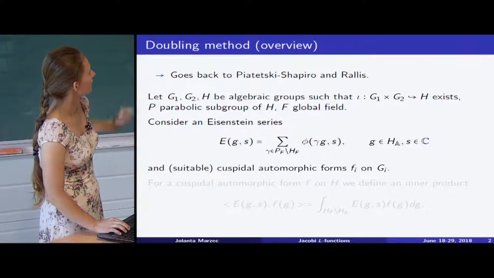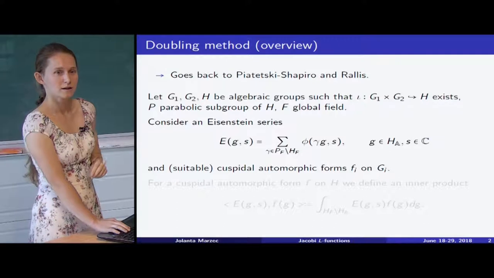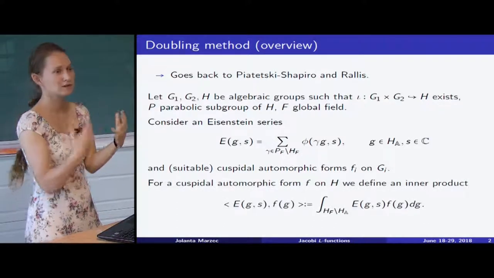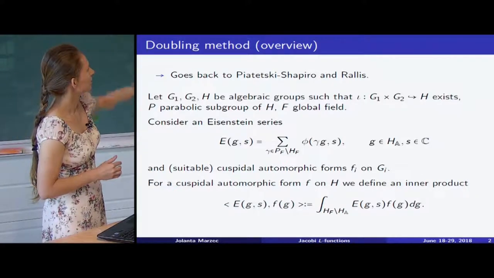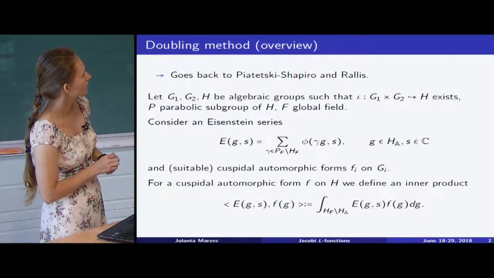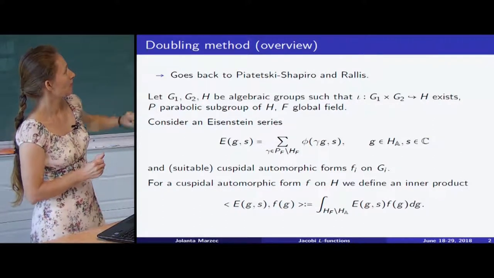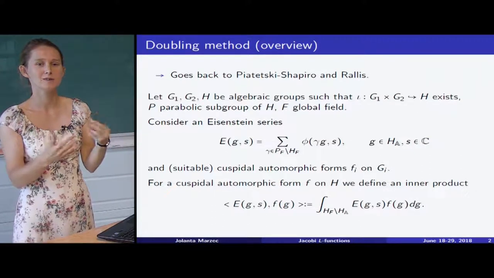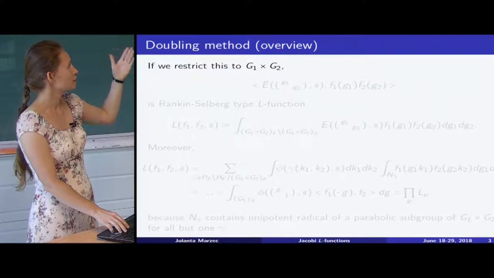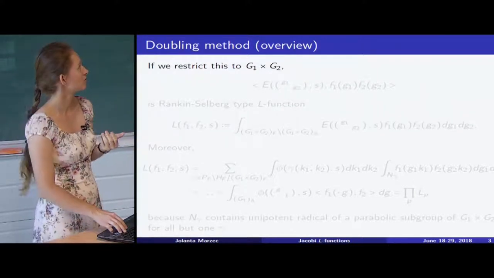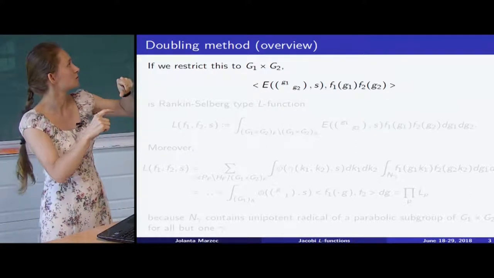We also consider cuspidal automorphic forms, F1 and F2, on the groups G1 and G2, respectively. As you probably remember, on the space of modular forms or automorphic forms, we can define an inner product. This inner product is given by the following formula. Here we integrate an Eisenstein series against a cusp form. But because this Eisenstein series is defined on a group H to which we can embed a product of G1 and G2, let's see what will happen if we restrict this inner product just to the product of G1 and G2. Then the argument of the Eisenstein series is just a block diagonal matrix, coming from this restriction.